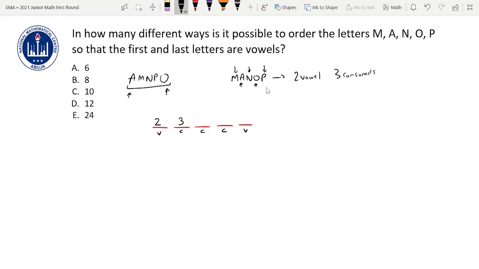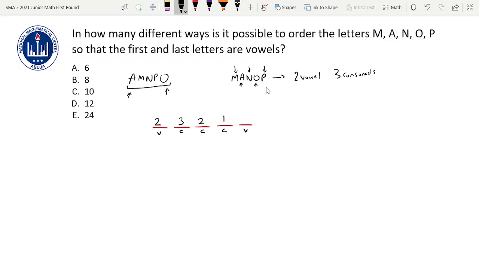Then for the third space now, that will also be a consonant. But notice that in the second space, we already made use of 1 consonant. And so for the third space, we're going to have just 2 consonants to pick from, so 2 options. And then for the fourth space, we also need another consonant there. But at this point, we have used 2 consonants already and we're left with 1. So we don't really have a choice here. We have just 1 option.